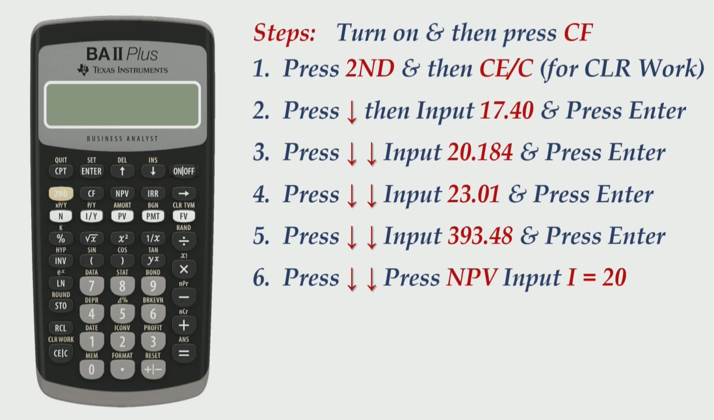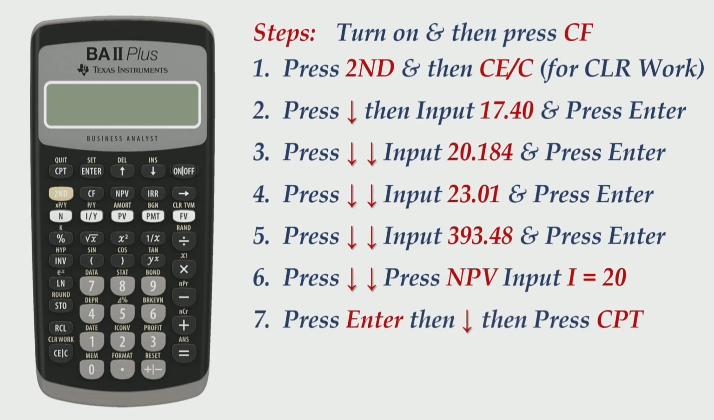Then press NPV, and your calculator will demand the interest rate. So input I as 20 and then press enter. Then once again press the downward arrow key just once, and you simply press CPT to compute the NPV, and the NPV will be 231.59, which is nothing but the present value of the share.